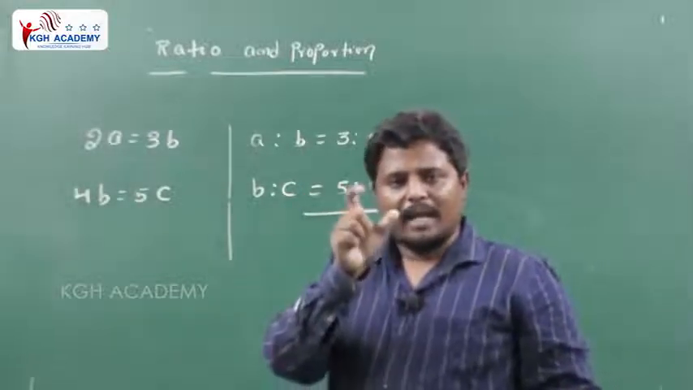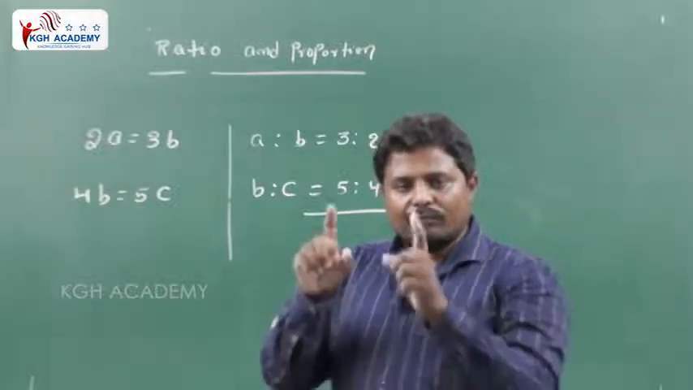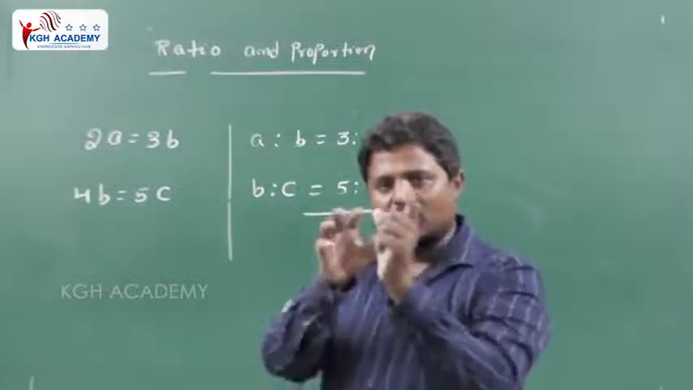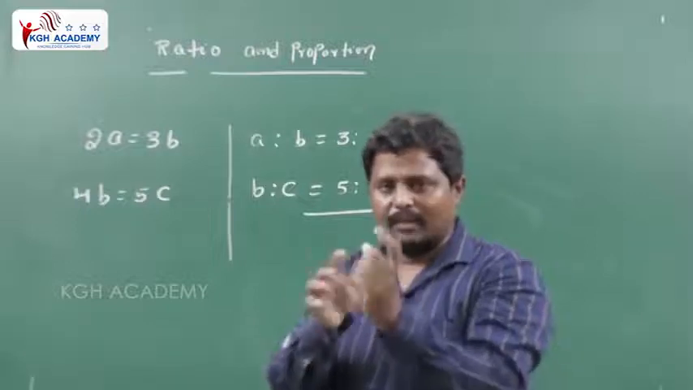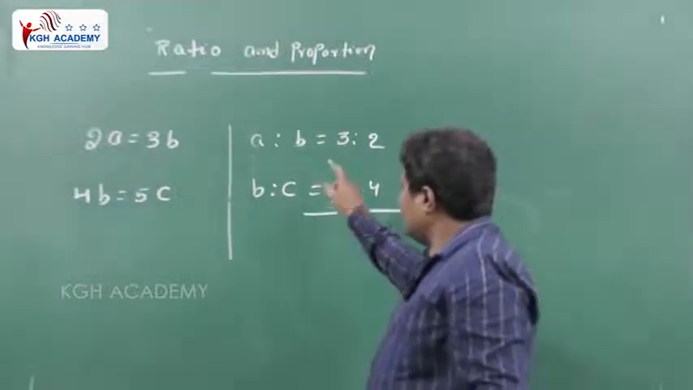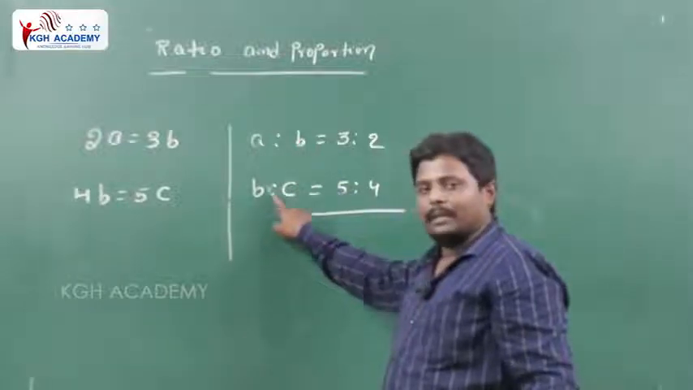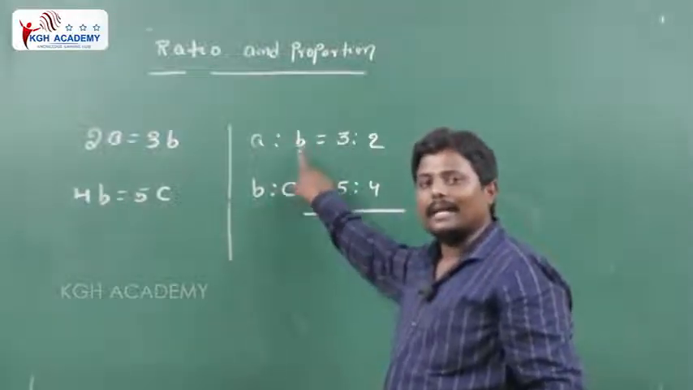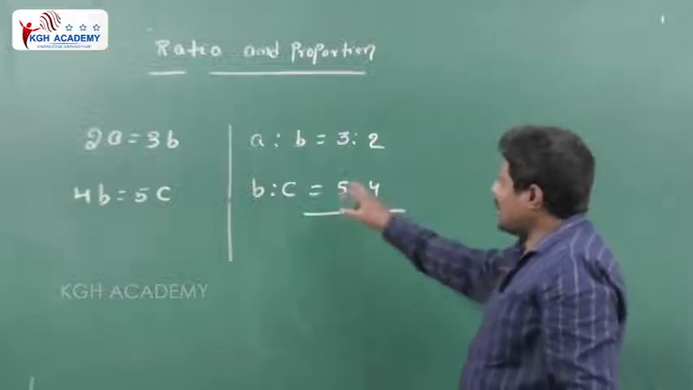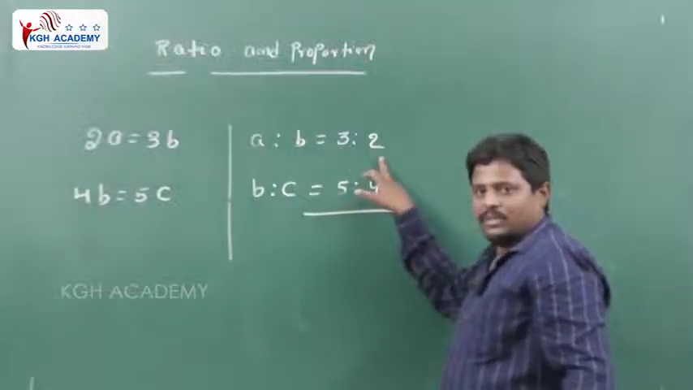If you want to combine any two ratios, the first ratio's ending term and the second ratio's starting term must be equal. Just like this. In this ratio, what is the ending term? B. In this ratio, what is the starting term? B. Compulsory, this is the condition. Only in this case can we combine them.